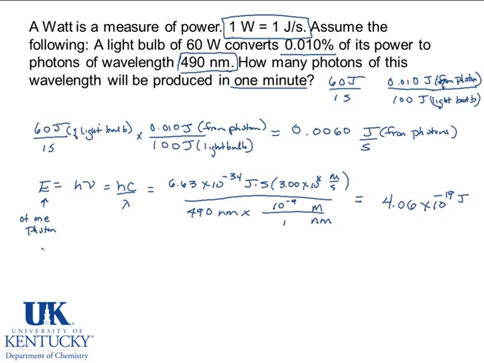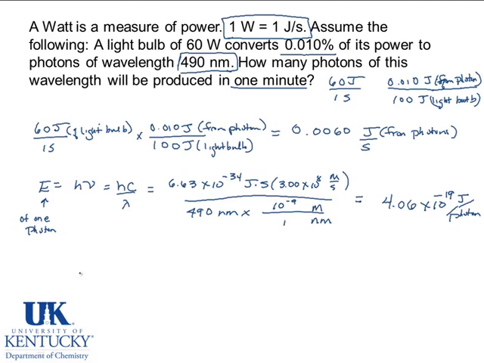Now, because this gives me the energy of one photon, I could say it's joules per photon. And that gives me another dimensional analysis tool. So now I know the joules coming from all of the photons in a second from that light bulb. I know the joules of one little photon. Now I can figure out how many photons are produced in 1 minute.